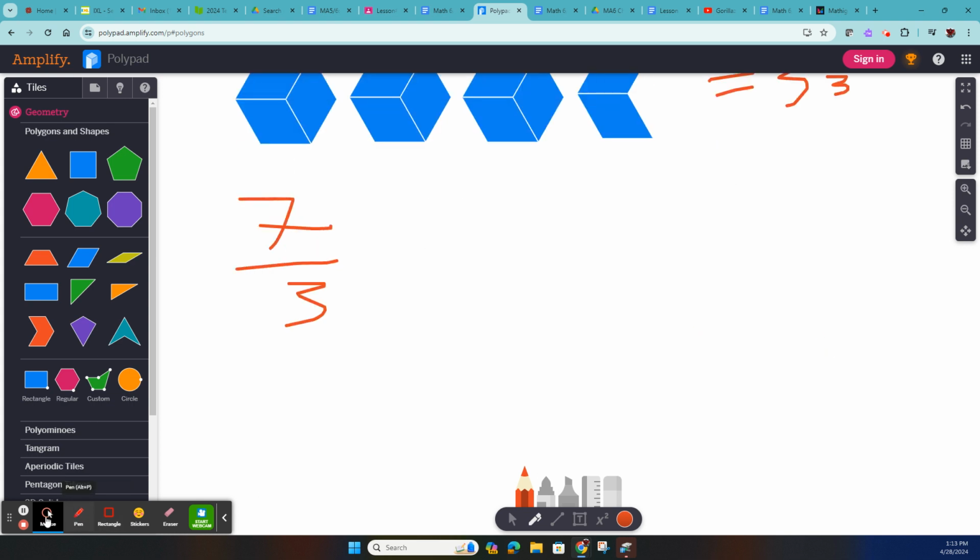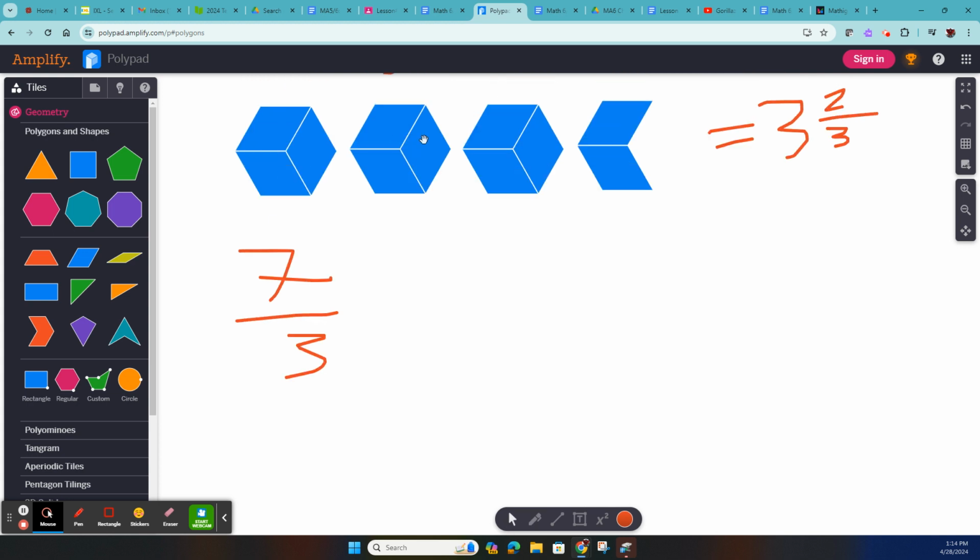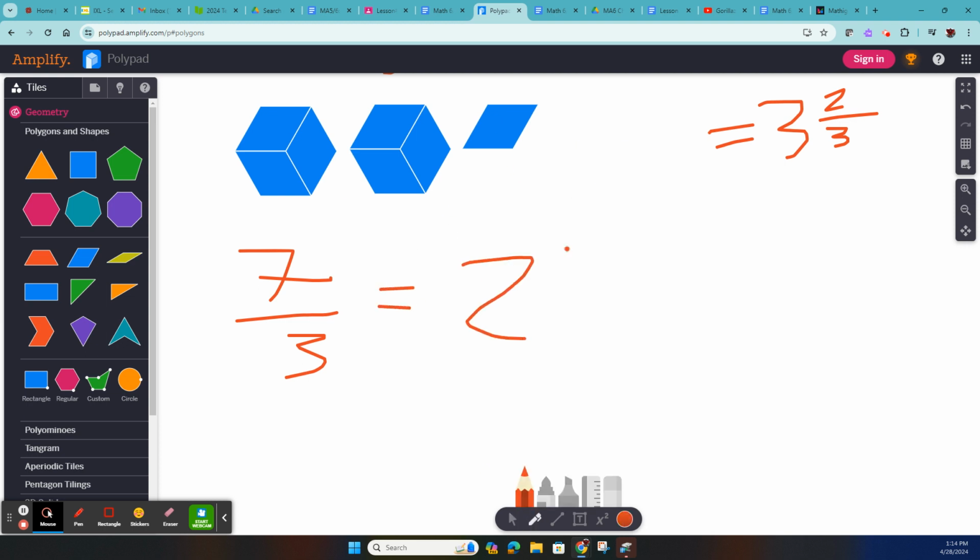Now let's use these diagrams to help us with this one. So 7/3, 1, 2, 3, 4, 5, 6, 7. So what is that one? Well, I see 2 wholes and 1/3. There we go. Cool.